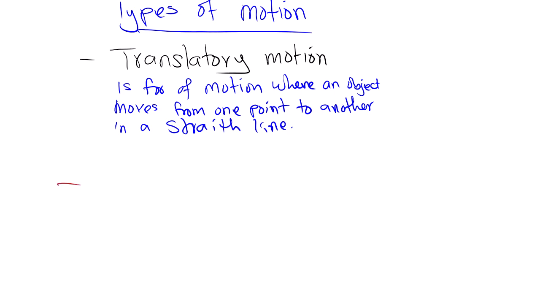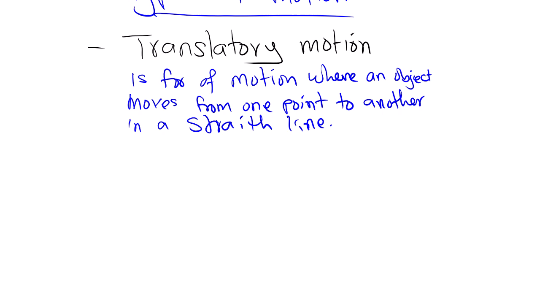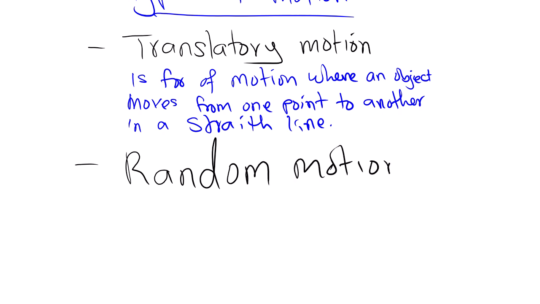Then the next type of motion we have is random. When we say random motion, it's a type of motion where an object moves without specific direction. The object moves with no specific direction.